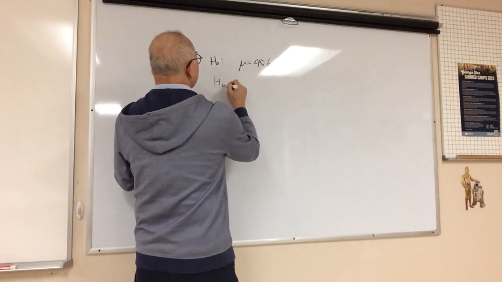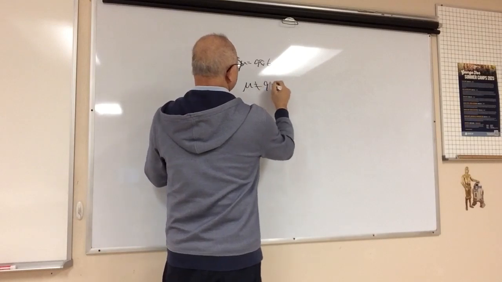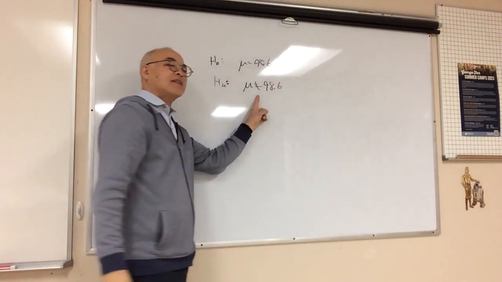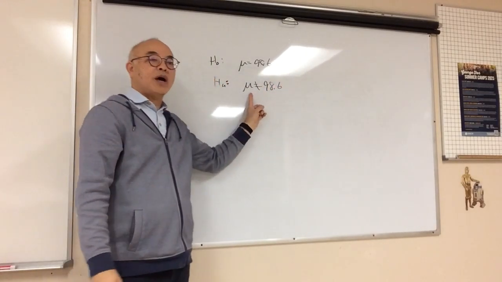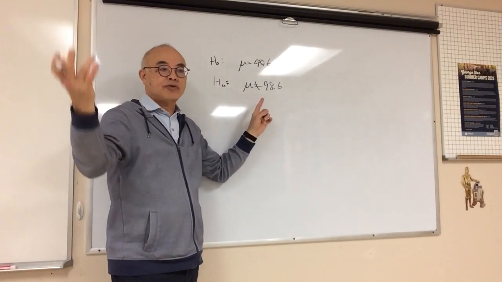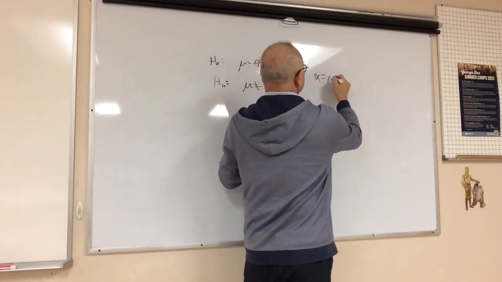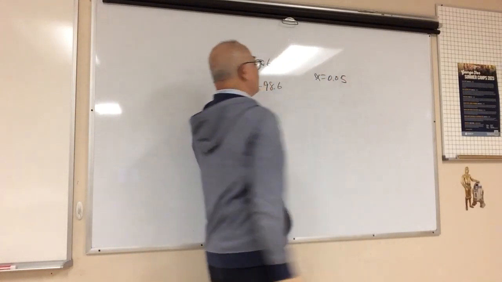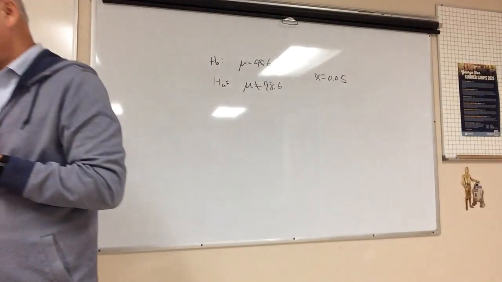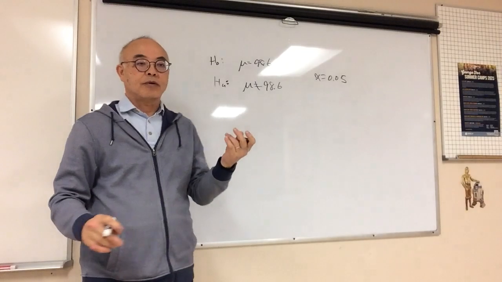So Ha is mu not equal to 98.6. Okay, so we get this sign. This means what? Automatically when this comes up, in your head you're thinking two-tail, right? It's a two-tail test. Alpha is going to be equal to 0.05. Okay? So how am I going to do this? What do I need to do?